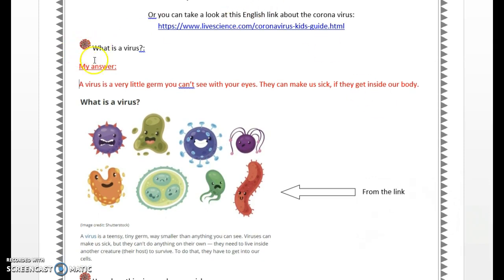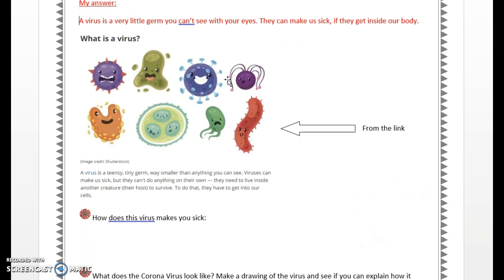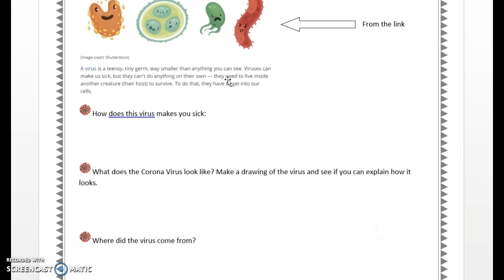And you see, this was the question, what is a virus? And then I explain, a virus is a very little germ. So I take the question and I turn it around, so I use the question inside my answer. So I don't have to write what is a virus. I write, a virus is a very little germ you can't see with your eyes. Okay? You can try, and if it's too difficult, you just write the question and you write your answers. That's perfectly right too.